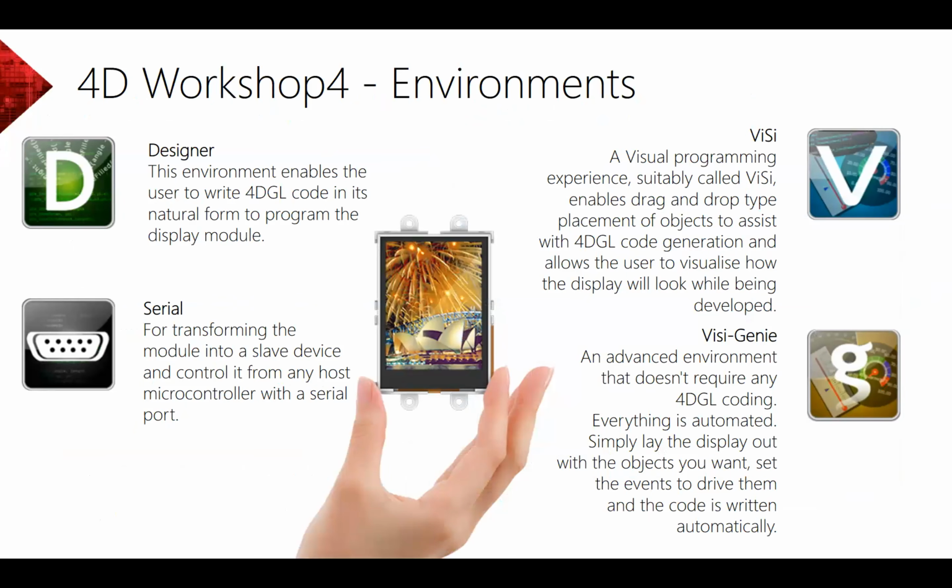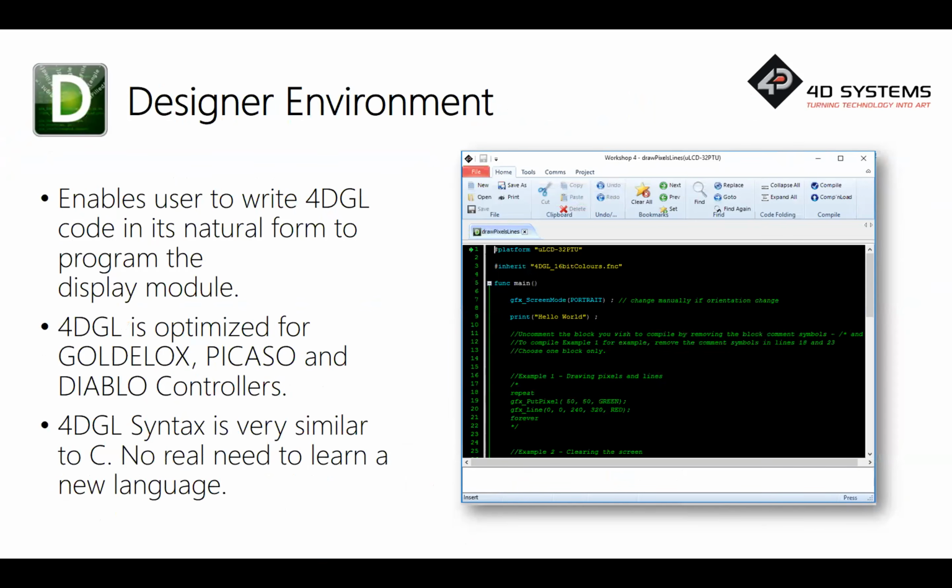As I mentioned, we have 4 different environments within the 4D Workshop 4, and they're called Designer, VC, Genie, and Serial. The Designer environment is where you create your graphical user interface by writing 4D GL, or 4D graphics language, code in its natural form. This code is optimized for the Goldilocks, Picasso, and Diablo controllers that are embedded in our display modules. And the syntax is very similar to C, so there's no real need to learn a new language, or the learning curve is short and minimal.